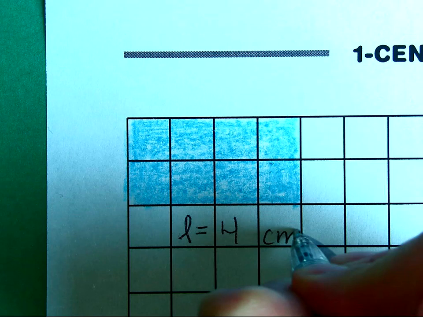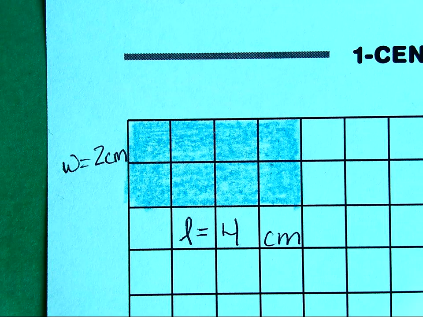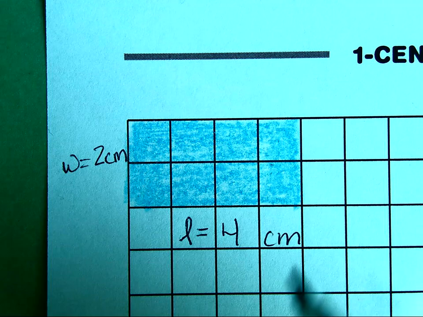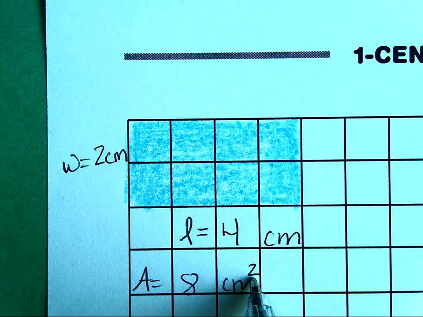And the width of this rectangle is 2 centimeters. So the area of the shape, we can count 1, 2, 3, 4, 5, 6, 7, 8. So the area equals 8 centimeters squared. And the reason I write a square right there is because I know that it has 2 dimensions, the length and the width.